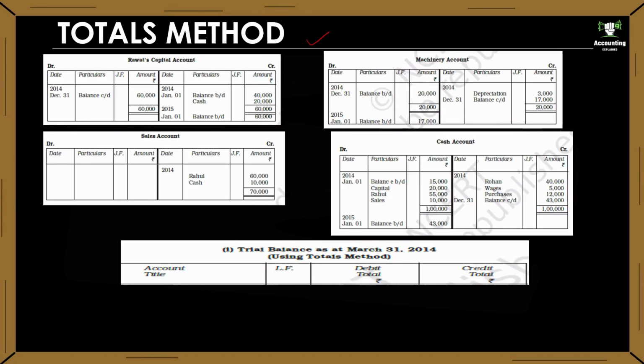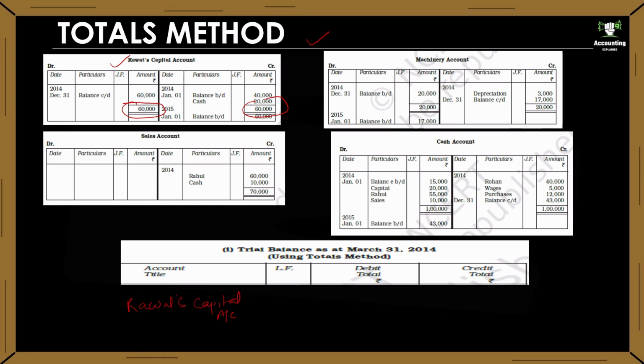Totals method. I am going to take a few ledger account balances as an illustration, and I am going to teach you how a totals method trial balance is prepared. First, it's Raval's capital account. Under the totals method, we are going to take only the total of the trial balance. So, in the trial balance account title, we are going to write Raval's capital account.